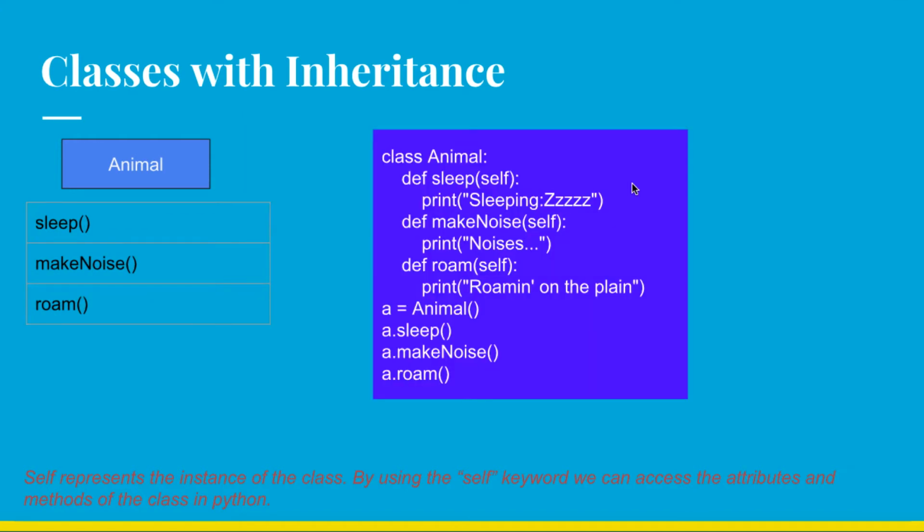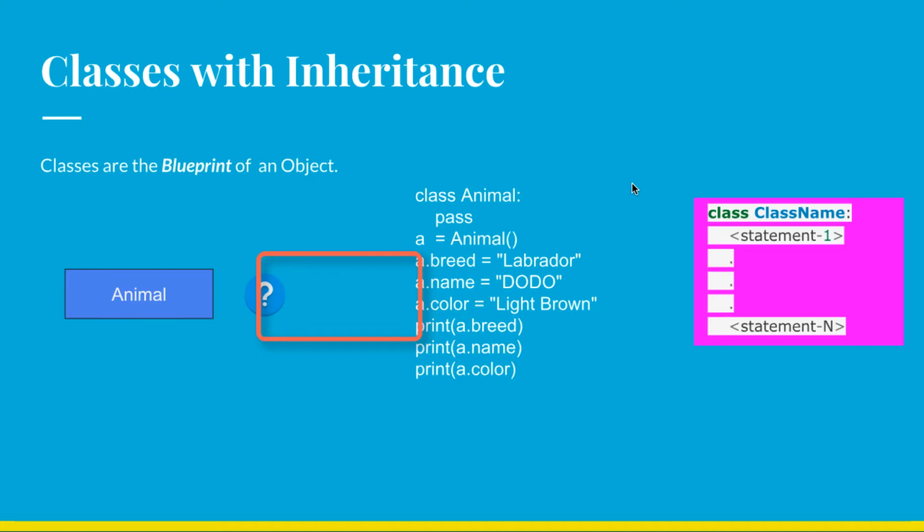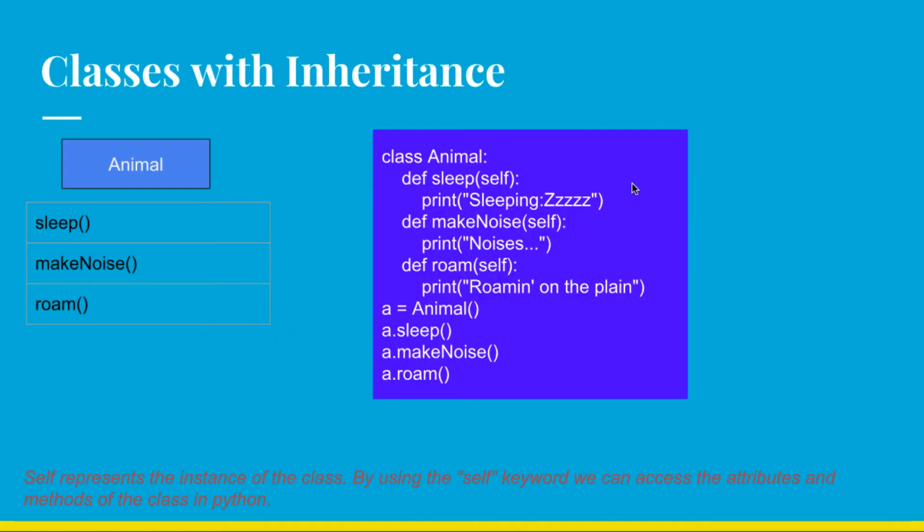But what happened, my friends, when we talk about the canine? It's a biological name for the dogs and the wolf. And you can also take an example of, let's say, feline, that all belong to the cat classes. These two biological categories have a different way of roaming, a different way of sleeping, a different way of making noises. So it is not a good idea to put everything in one basket, let's say everything in the animal class. So what we do, we create inheritance.